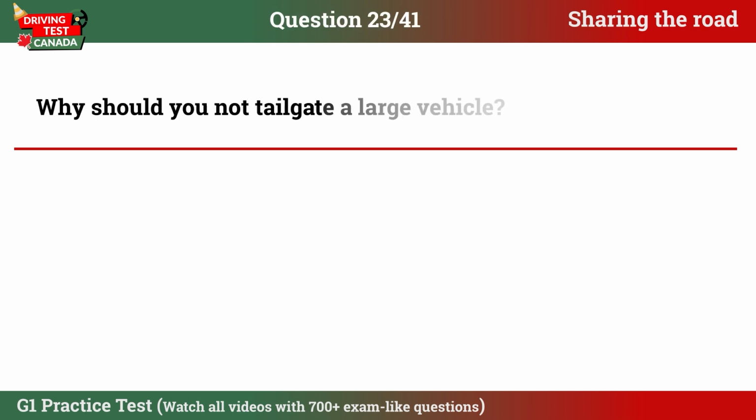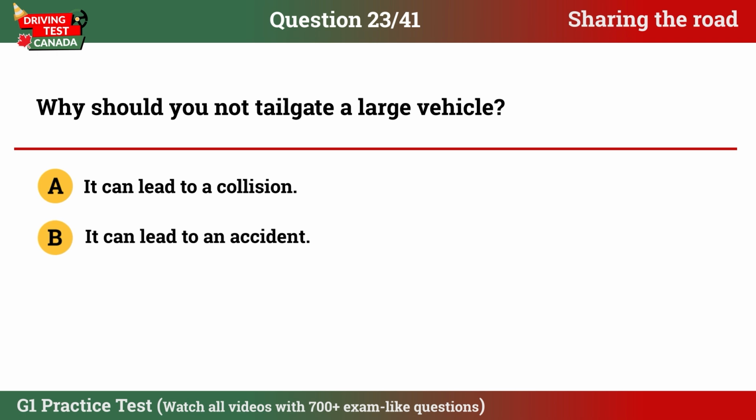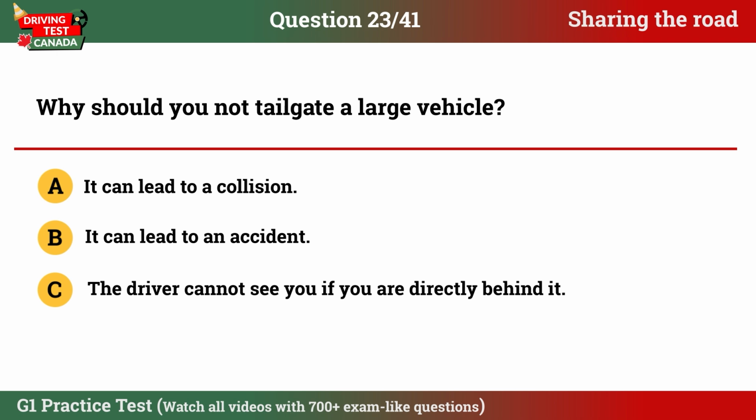Question 23. Why should you not tailgate a large vehicle? A. It can lead to a collision. B. It can lead to an accident. C. The driver cannot see you if you are directly behind it. D. None of the above.